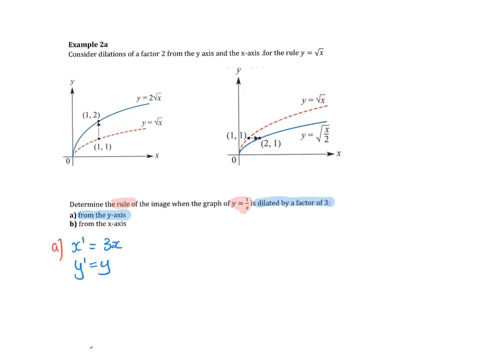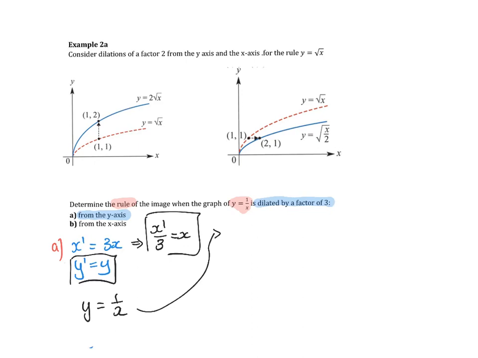So, really, we only have to rearrange this one, and that would be x dash divided by 3 equals x, and we can still use this one. Now, the original formula was y equals 1 over x, but now, sorry, I'm going to run out of room, I'm going to write y dash equals 1. Now, x is actually x dash over 3.